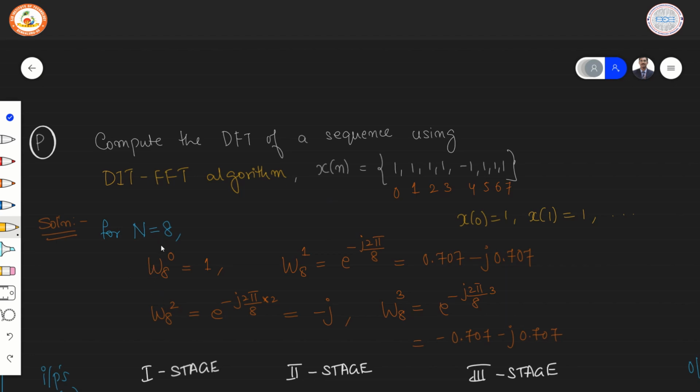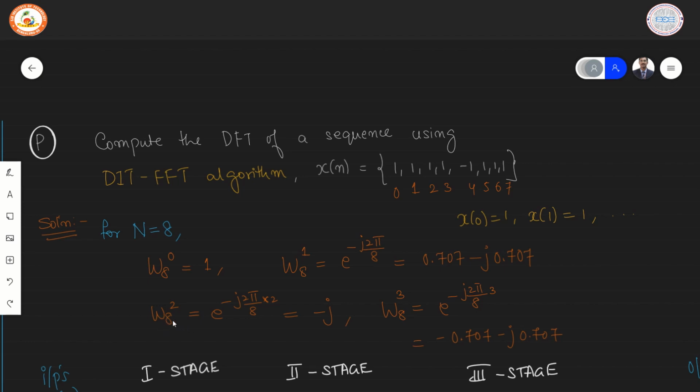Next, since the value of n is equal to 8, we have to have 4 values of the twiddle factors. The first 4 values of twiddle factors are w8 to the power of 0, whose value is equal to 1, and w8 to the power of 1, whose value is 0.707 minus j 0.707. This value can be computed using the exponential form of the twiddle factor, e to the power of minus j2 pi by n. Since n is 8 and the power is 1, you get this value.